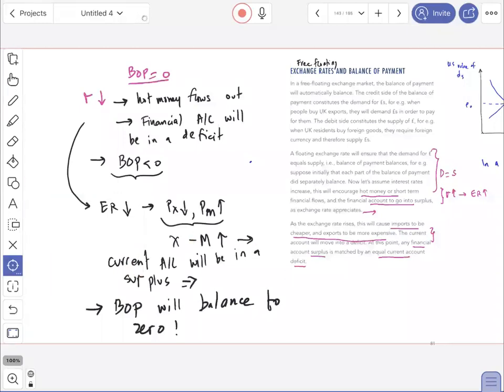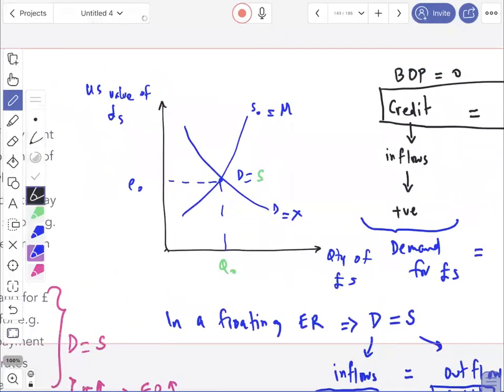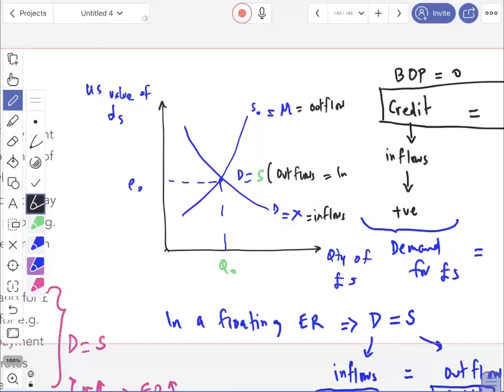But theoretically, we say that when you have a free floating exchange rate system, the balance of payment must always balance to zero, because all the inflows must always match the outflows if demand and supply of the currency are equal. If D equals S, inflows equal outflows, you will not have an issue. So demand for pounds is not only exports, I can say demand for pounds is all the inflows, and supply of pounds is all the outflows. And so demand and supply being equal means outflows must equal inflows, and therefore your currency comes to an equilibrium at E naught.